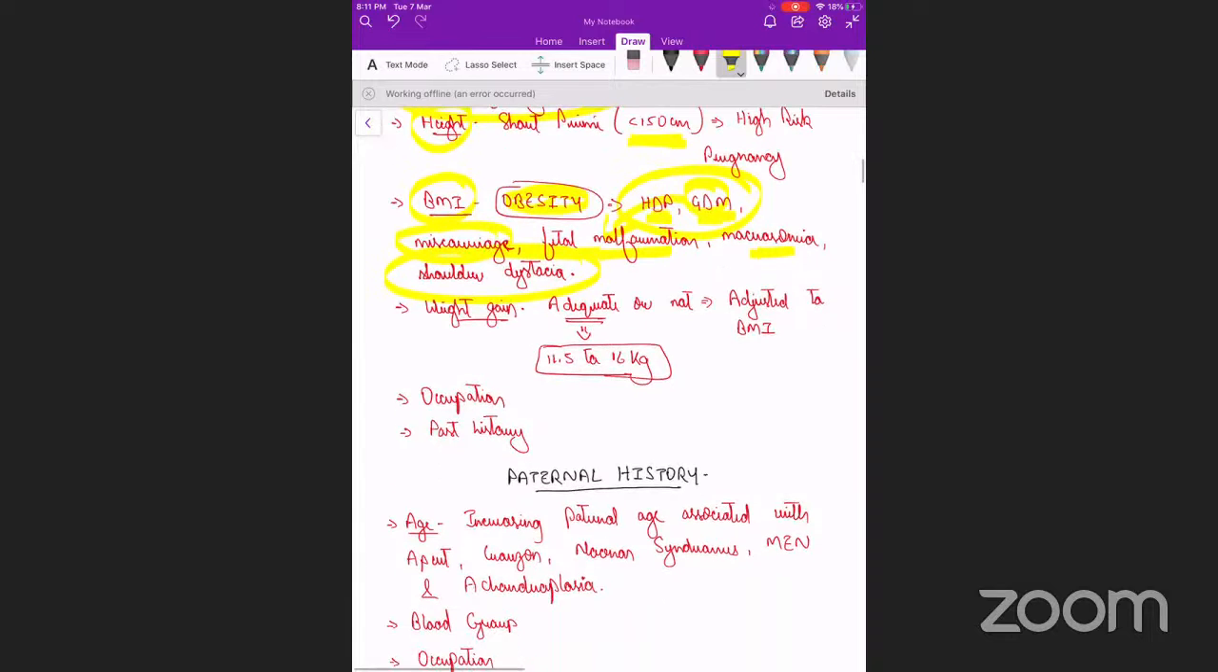Okay. Next is, what is the weight gain? This is again another important viva question, whether it is adequate or not. Adequate weight gain is somewhere between 11.5 to 16 kgs based on the BMI.